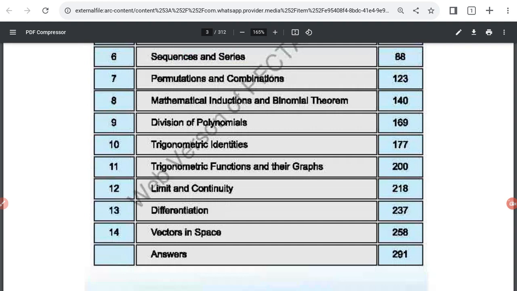Chapter 9 we have division of polynomials. Chapter 10 we have trigonometric identities. Chapter 11 we have trigonometric functions and their graphs, and chapter 12 we have limits and continuity, and chapter 13 we have differentiation, and chapter 14 we have vectors in space.